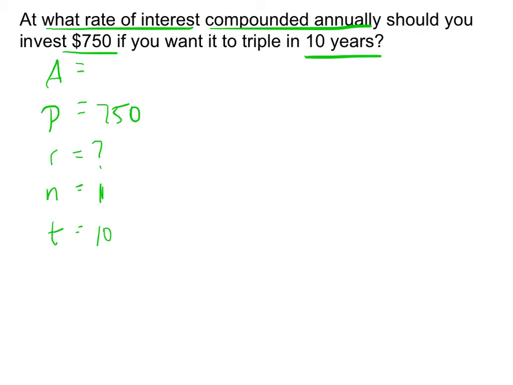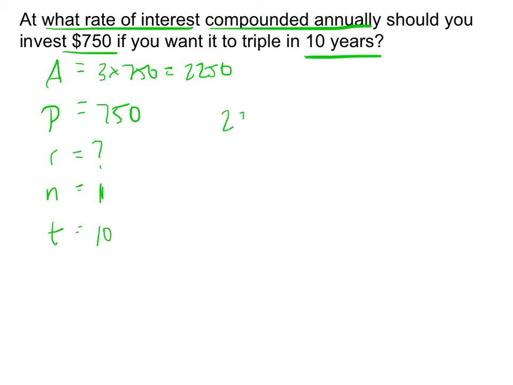10. Now, we know our A, but it's kind of hidden here in this problem. It says here that you want it to triple in 10 years. So if you want your money to triple, that means my A is going to be 3 times 750, or 2250. Because I know that I want my money to triple. So now let's set up our equation.